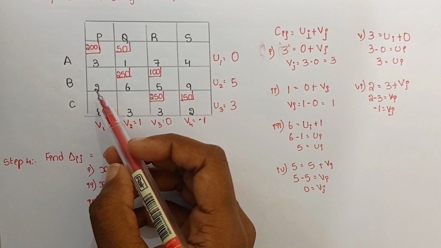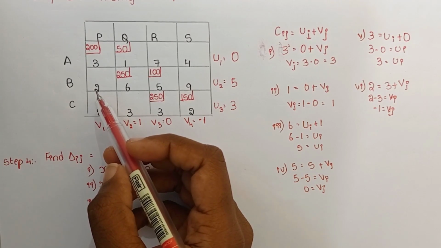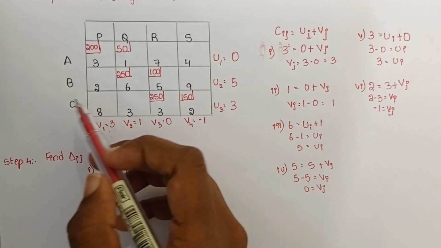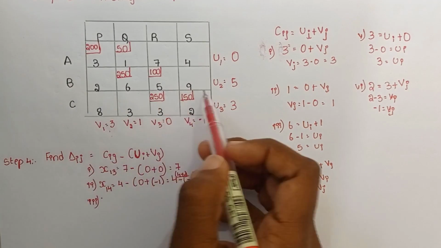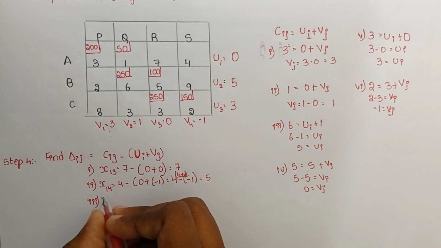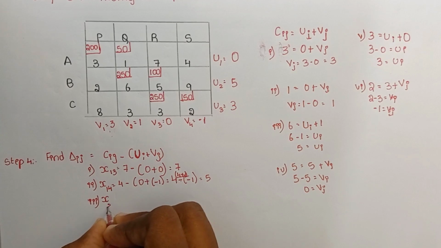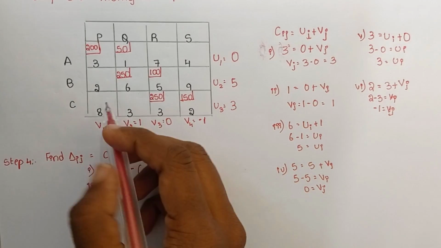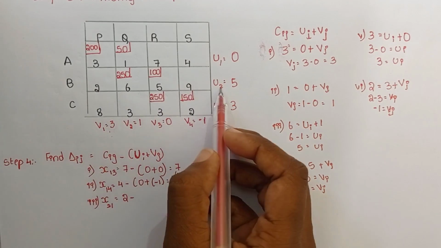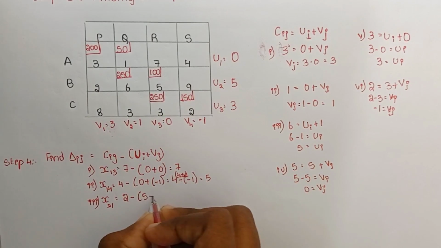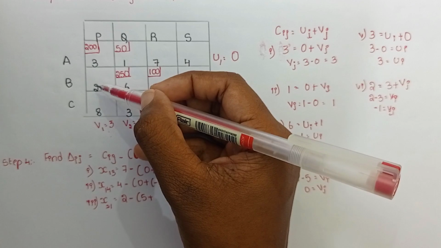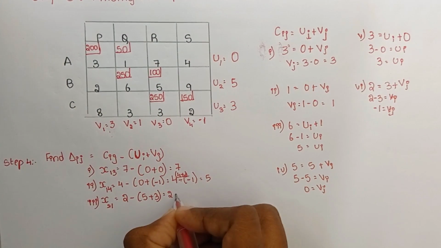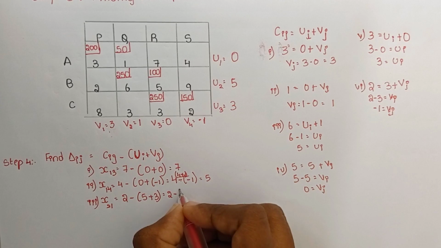So the next unoccupied cell is 2. This 2 will be represented as x2 and 1 because this 2 lies in the second row and first column. So it will be represented as x2, 1. So the Cij value is 2. 2 minus the u value for this 2, which is 5, plus the v value for this 2, which is 3. Okay, let me simplify this. 2 minus 5 plus 3 is 8.